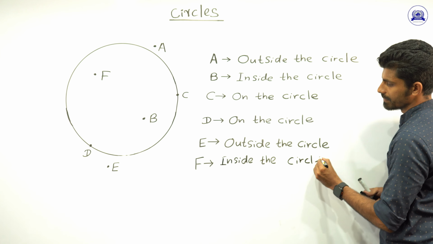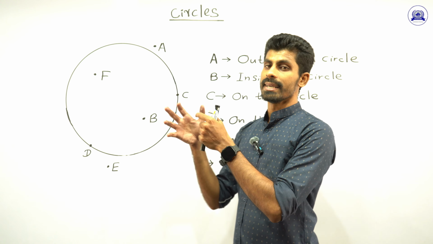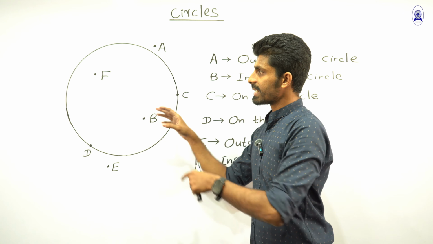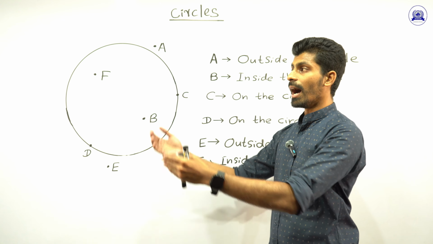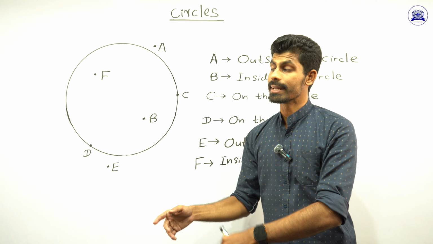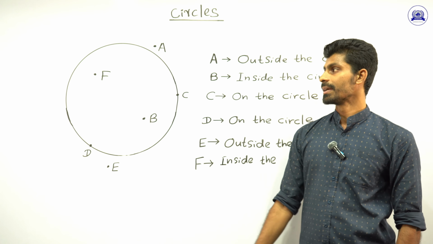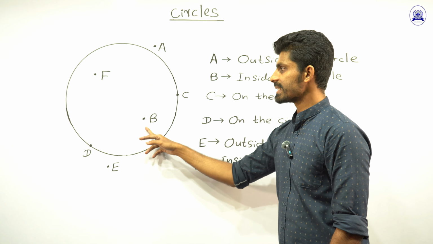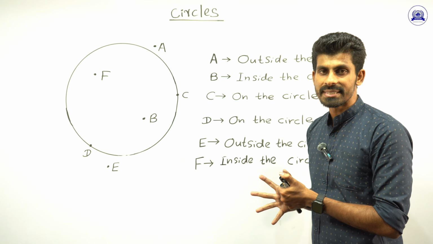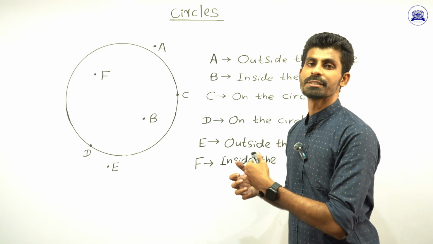So you can see there are mainly three locations. Inside means inside the circle. Outside the circle means out of the circle. On the circle means on the circle line. Outside the circle, inside the circle, on the circle. I think this one is very clear. Then you can quickly note it down. Then we can move to the next part.